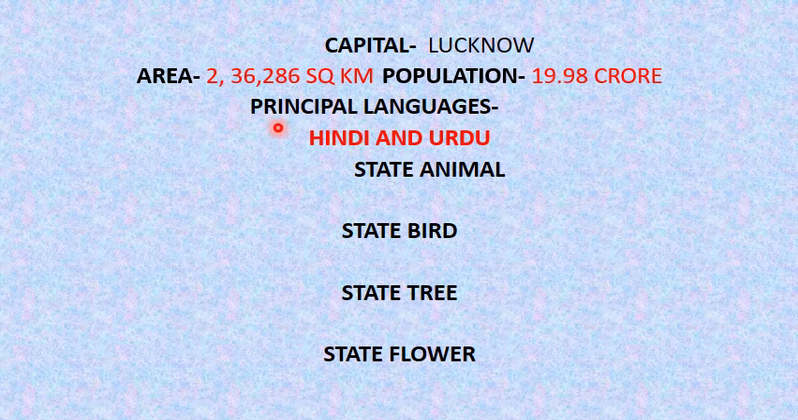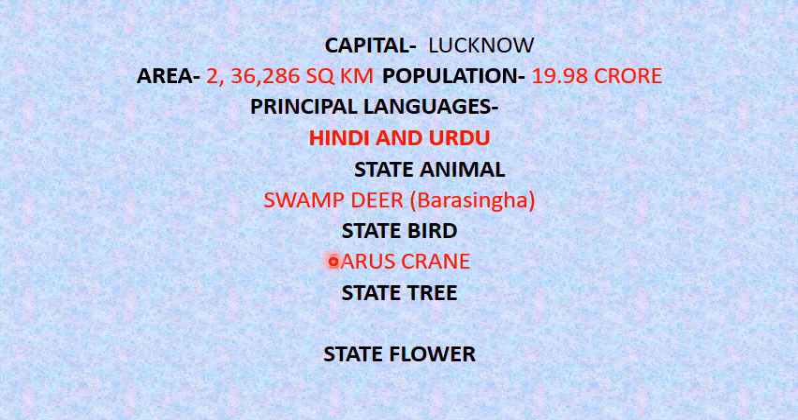The languages are Hindi and Urdu. State animal, swamp deer or Barasinga. State bird is Sarus crane. State tree is Ashok. State flower is Palash, also known as flame of forest. You must also know the botanical and zoological names of these animals and birds, as also tree and flower. We'll cover this in some other video.